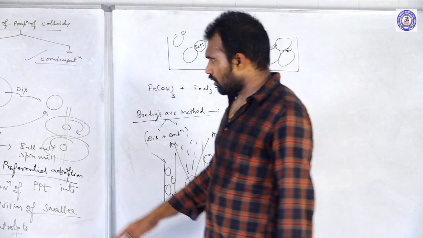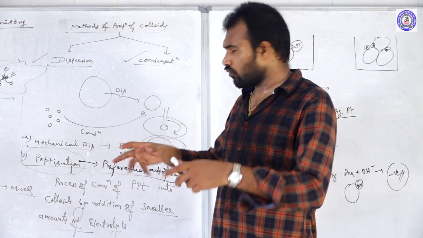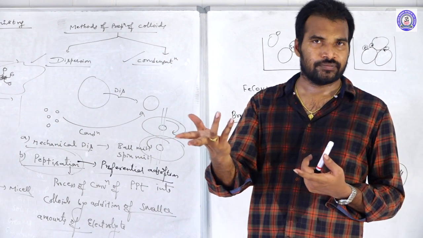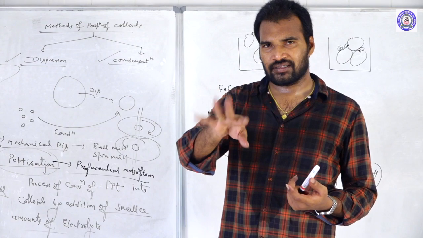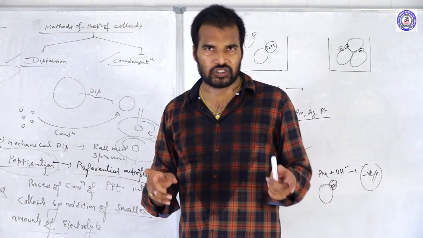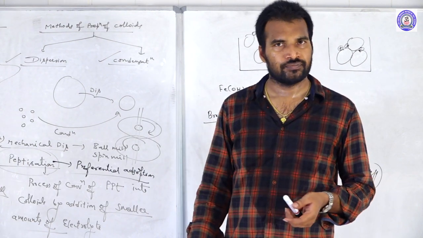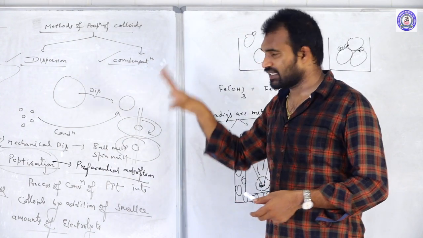Next, let us go to the condensation methods. I'm not going into detail about them. Chemical methods are there: double displacement, oxidation, reduction and hydrolysis. Four methods are there; you just go to the NCERT. They are not very important. Next, the solvent exchange method: by changing the solvent, there is a formation of colloids. That is what we call the solvent exchange method. So this is about the methods of preparation.